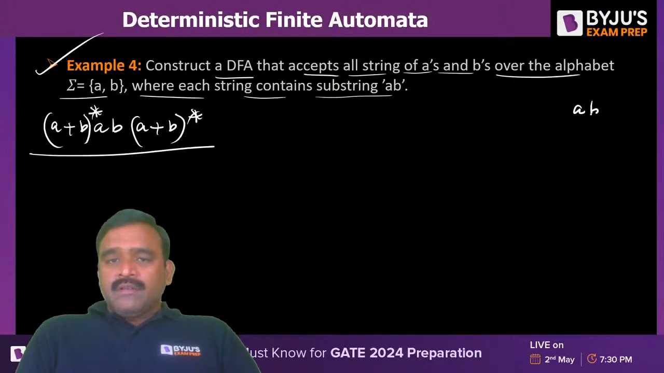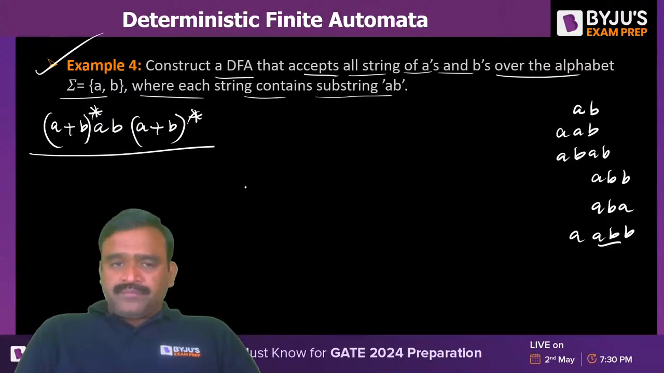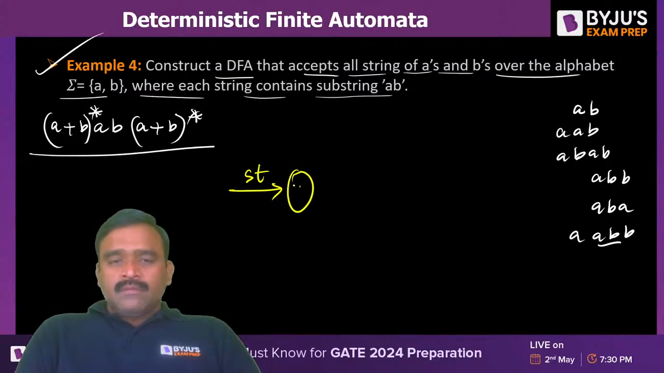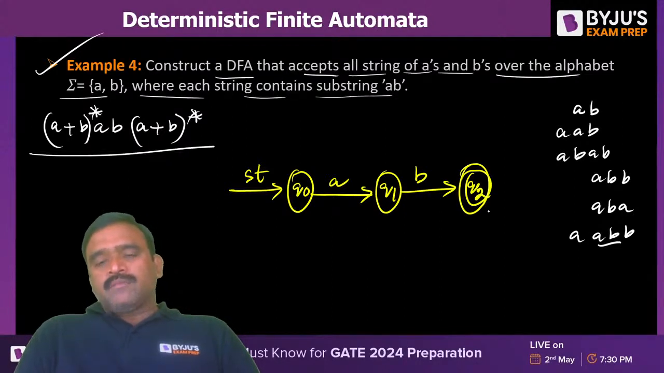So you can check the minimum string AB, and AAB should be accepted, and AB should be accepted, even ABB can be accepted, ABA can be accepted, and AAB can be accepted with substring AB. Anywhere the presence of AB is required. Very simple. Just observe here, everybody. So first of all, we can do it like this. Q0 on A goes to Q1, Q1 on B goes to Q2. So AB is accepted first.